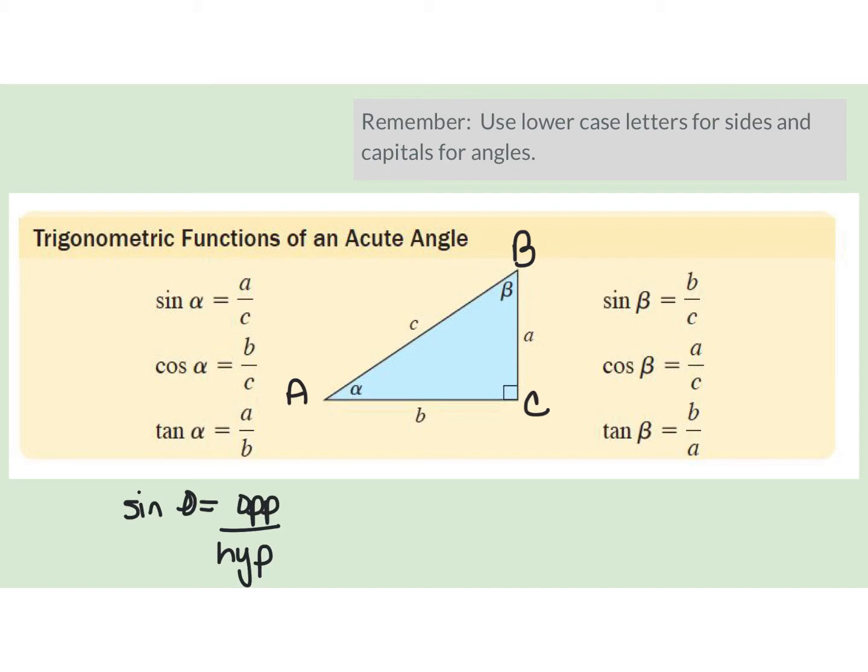Cosine from angle delta, again, is the adjacent side, which is B, touches you, over C, the hypotenuse. So your ratio for cosine, as you may remember it, is adjacent over hypotenuse. Tangent is your third ratio. And again, when you look at that ratio for tangent, it is opposite over adjacent.